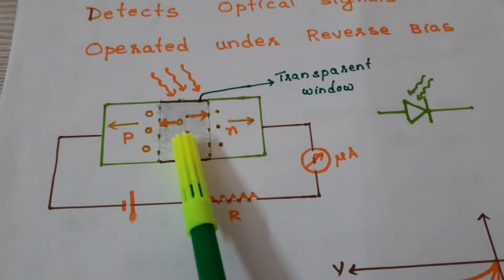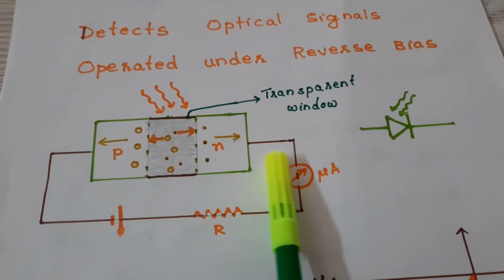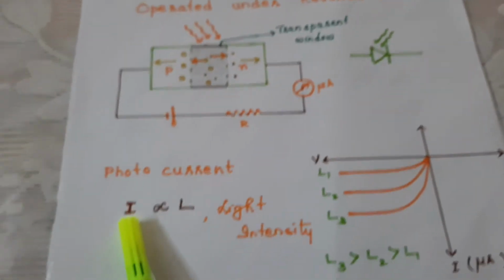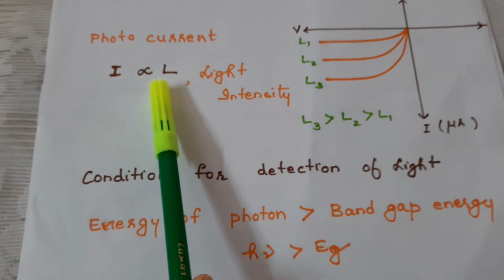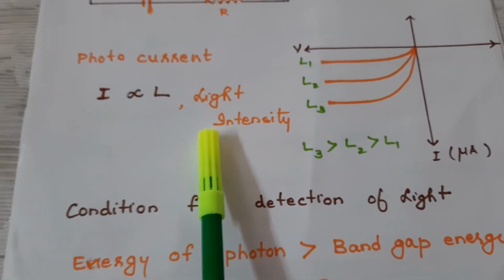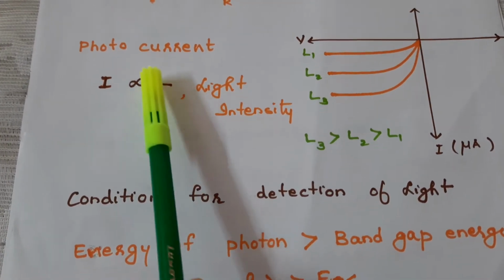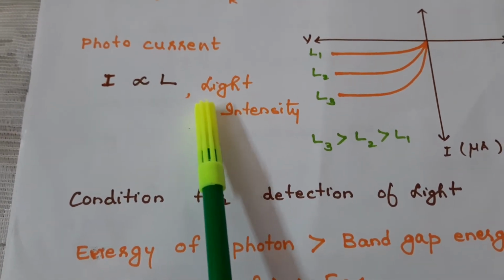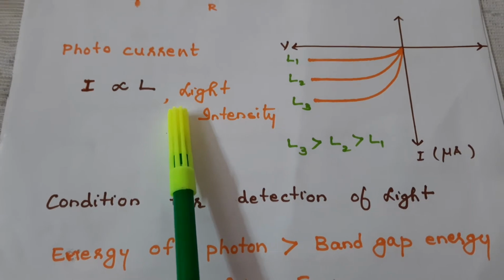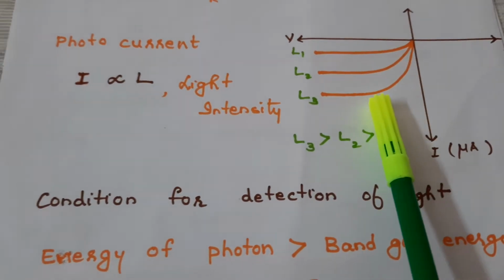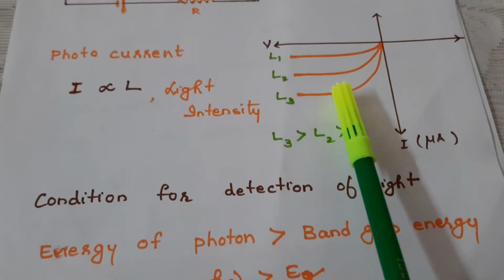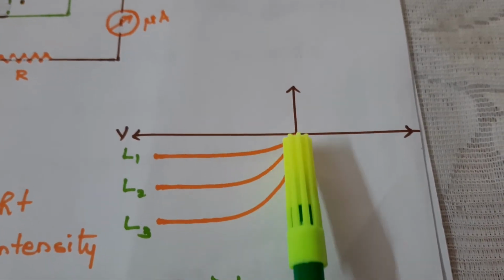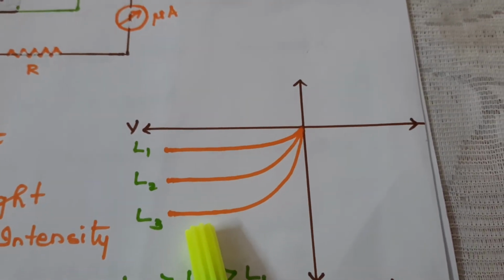As the intensity of the radiation increases, the current also increases. So photocurrent is directly proportional to light intensity. So we can compare different light sources, intensities of different light sources. So this is the characteristic of photodiode. As the intensity increases, the photocurrent increases.